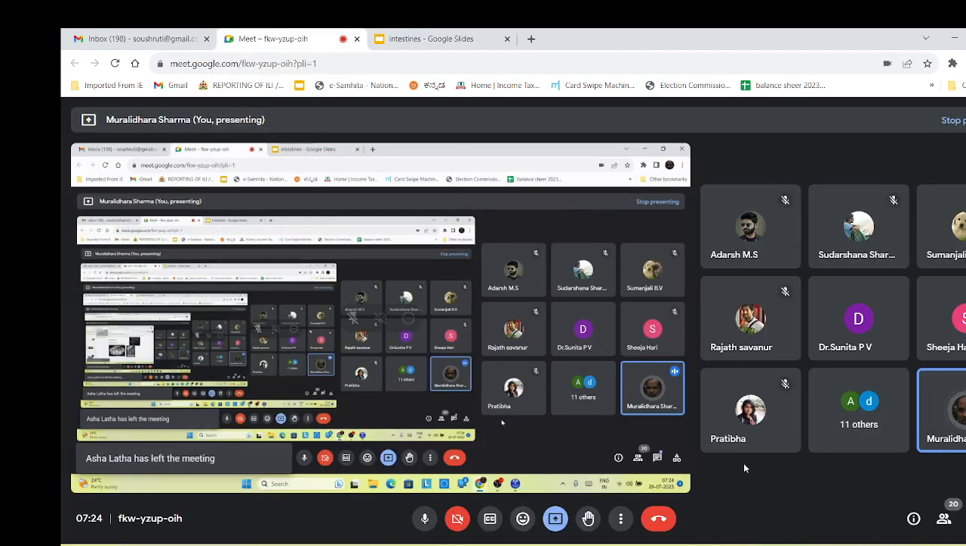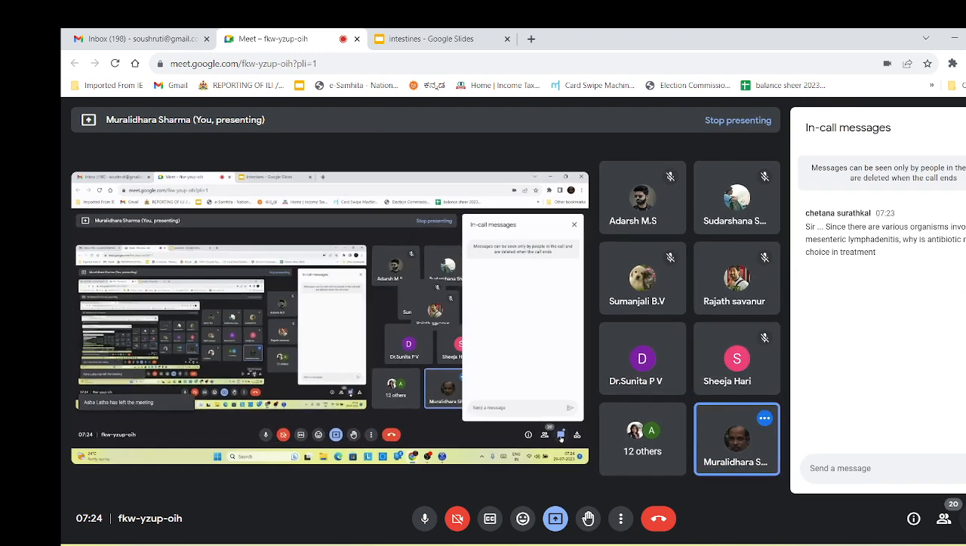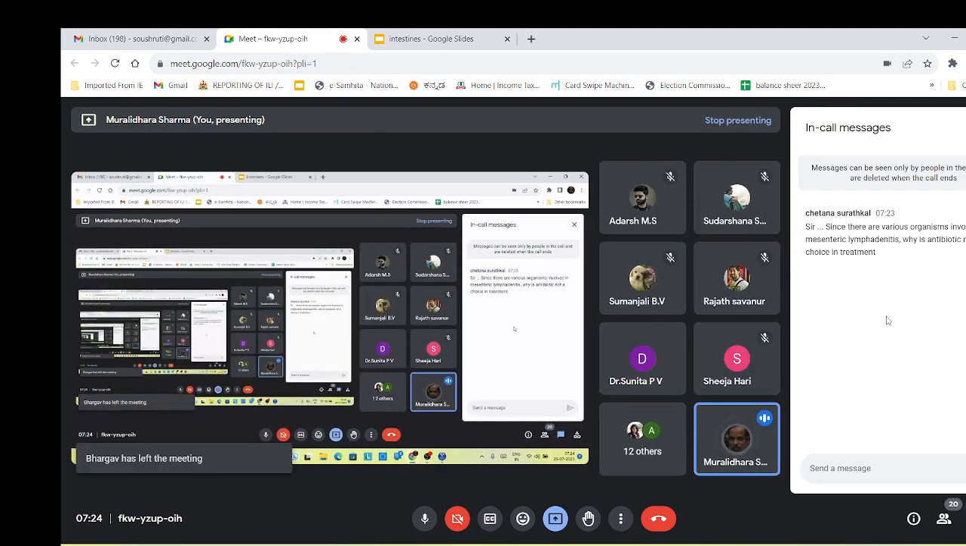If there are any questions, we will try to answer the questions. There is a question, since there are various organisms involved in mesenteric lymphadenitis, what should be the choice of investigation or antibiotics? Majority of the patients of mesenteric lymphadenitis do not require antibiotics. That's the point. Mesenteric lymphadenitis does not require antibiotics unless the patient has a systemic complication.